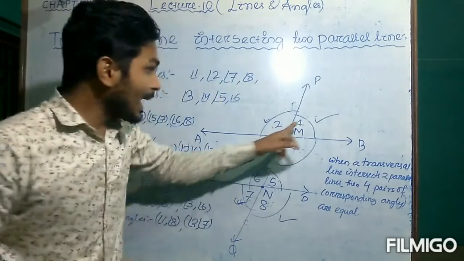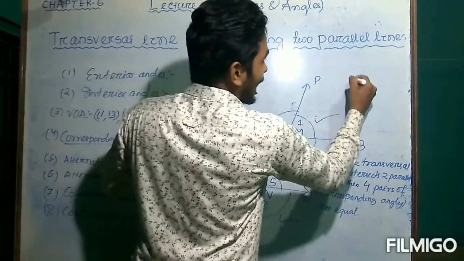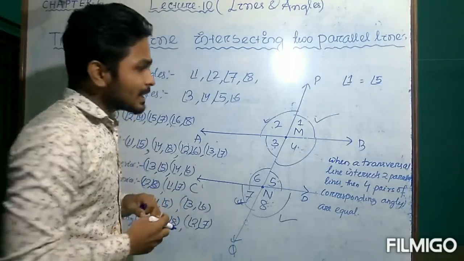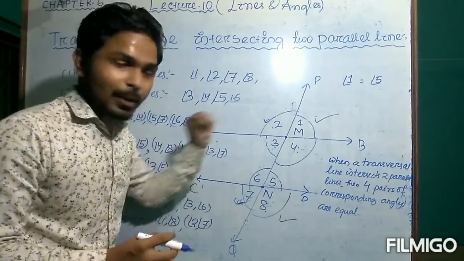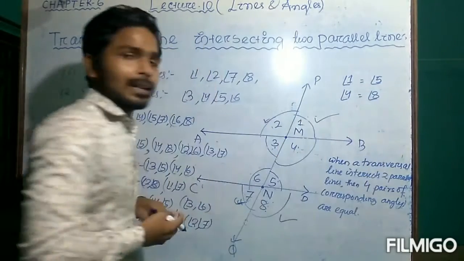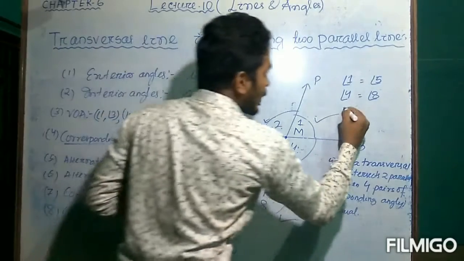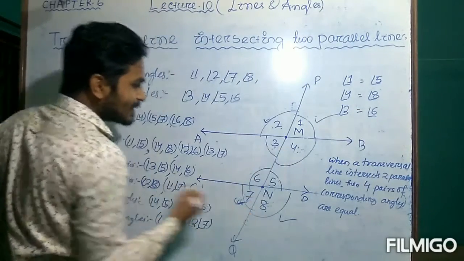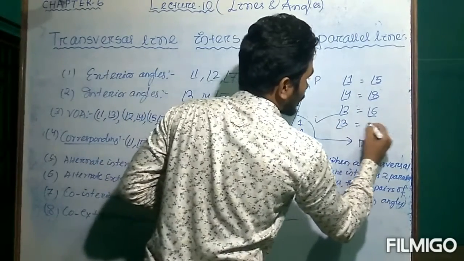Okay, so here angle 1 and angle 5 are corresponding. So you can write angle 1 is equal to angle 5. Similarly, angle 4 and angle 8 are one pair of corresponding angles. So angle 4 is equal to angle 8. And angle 2 and angle 6 are also corresponding. So angle 2 is equal to angle 6. Angle 3 and angle 7 are also corresponding. So they are also equal.